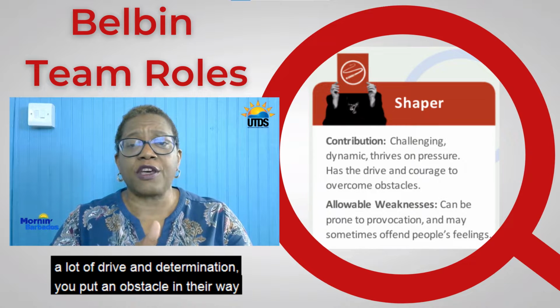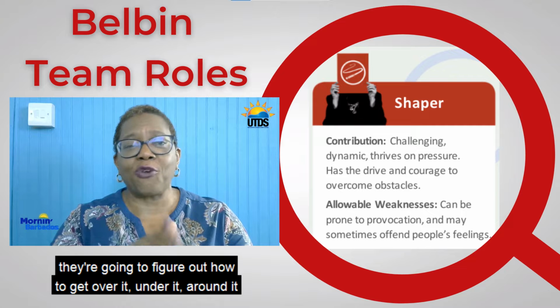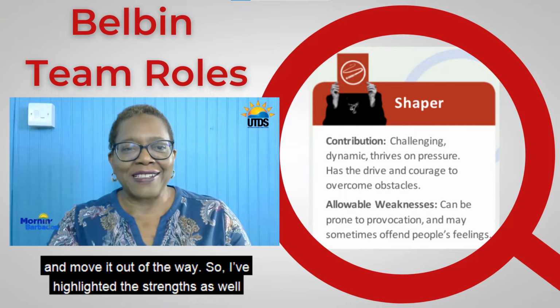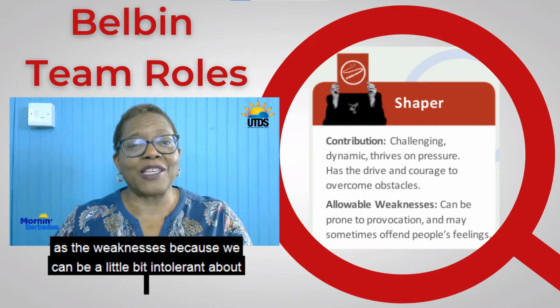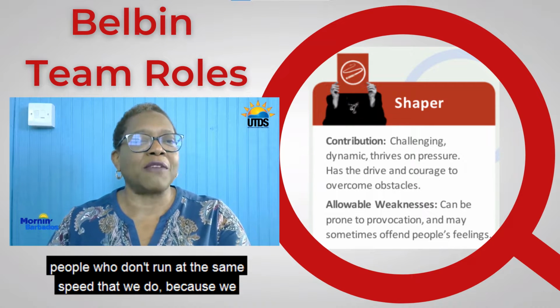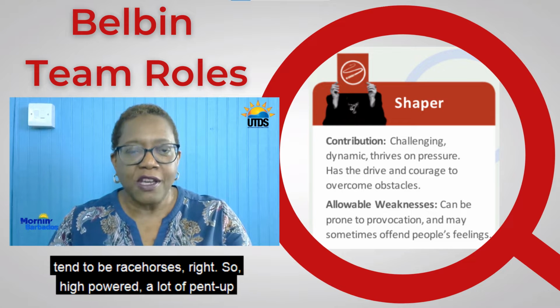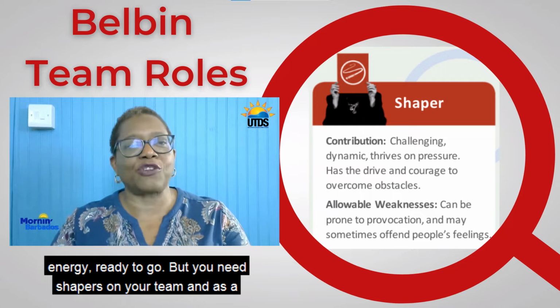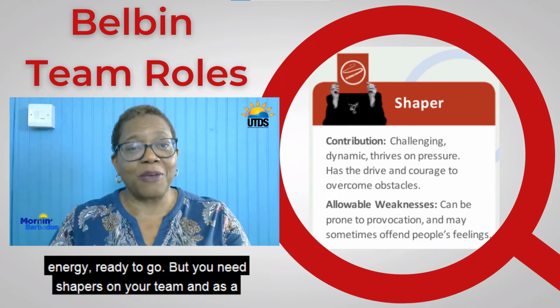You put an obstacle in their way, they're going to figure out how to get over it, under it, around it, and move it out of the way. So I've highlighted the strengths as well as the weaknesses, because we can be a little bit intolerant about people who don't run at the same speed that we do, because we tend to be racehorses, right? So high powered, a lot of pent up energy ready to go. But you need shapers on your team.